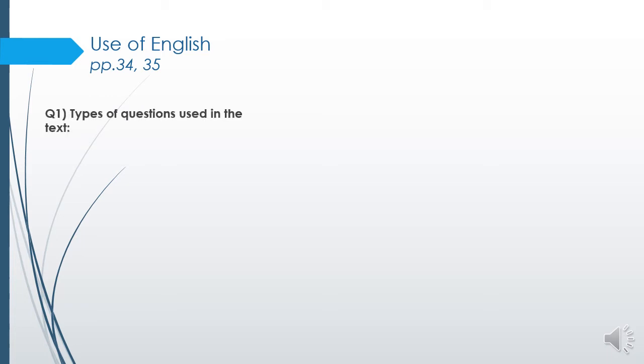Types of questions used in the text. This is question 1. Also matching. How to do this? This question is considered an infinitive question. It is the to plus V, or base form of the verb, infinitive verb.